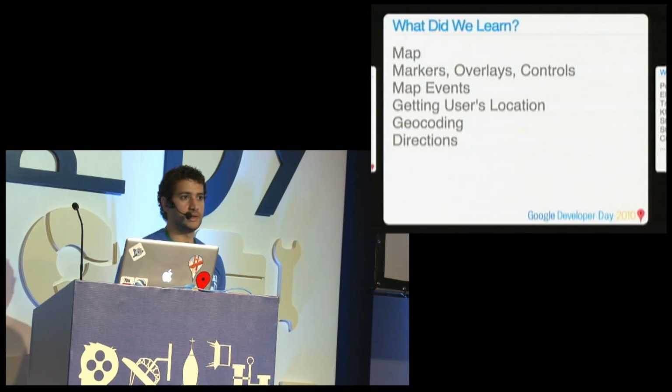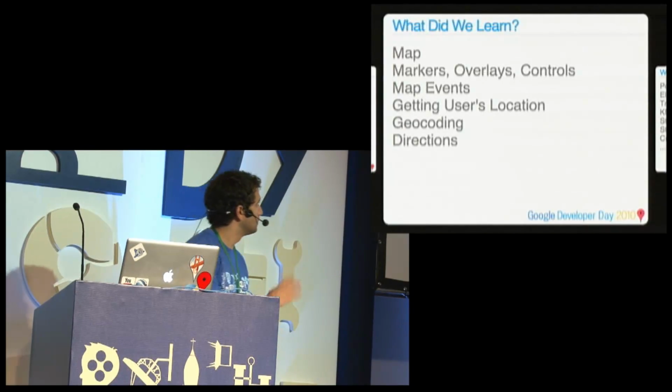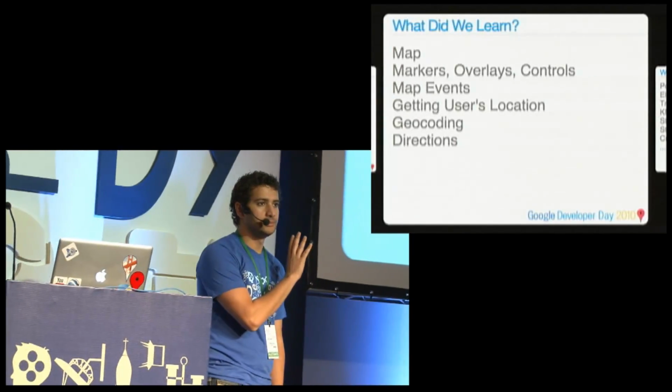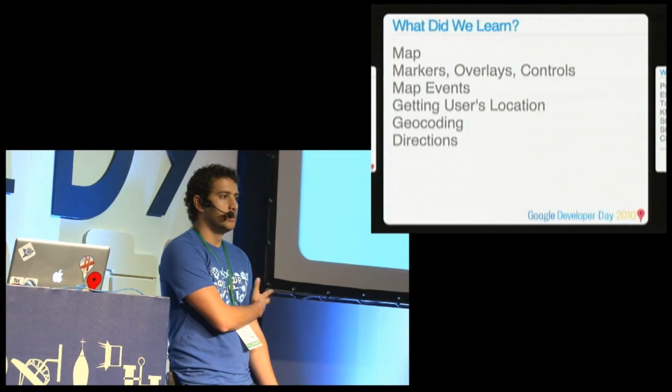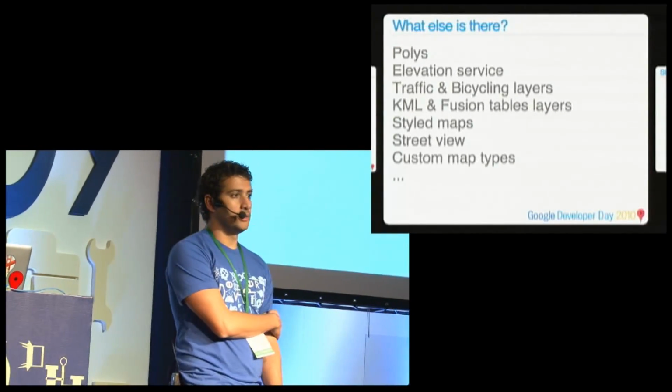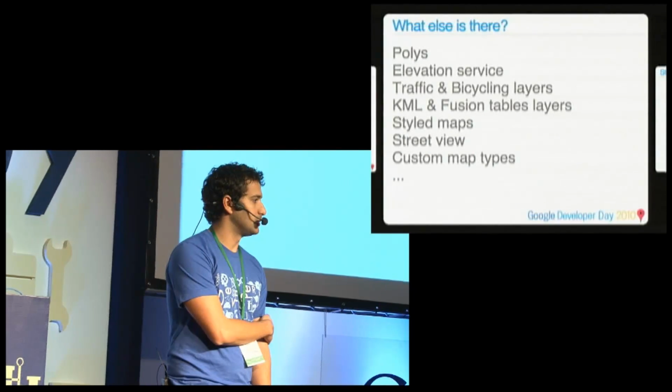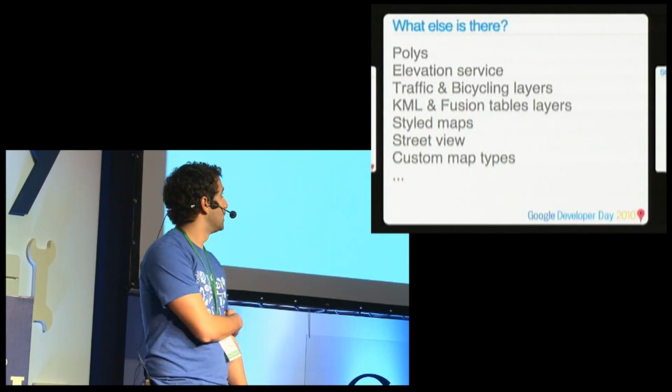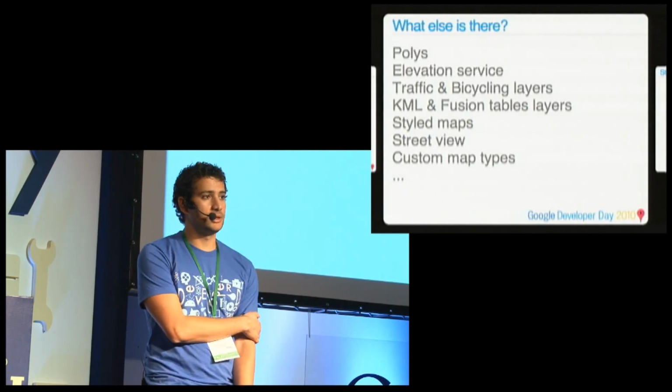So what have we learned today? We've learned about how to use the map, markers, overlays, controls, getting users location, using some of our services. What else is there? Well, there's quite a bit. There's polylines and polygons, which we didn't touch upon. There's traffic and bicycling layers.